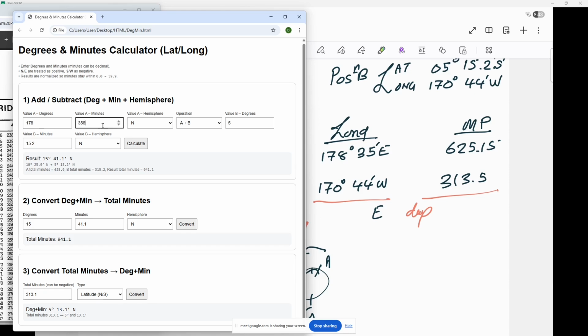178.35 and value B is 170 decimal, sorry, 44 minutes, 78.35 and 44, okay. So 349.19. So we have to subtract it by 360. So 349.19, which is going to be, oh, subtract, we have to subtract.